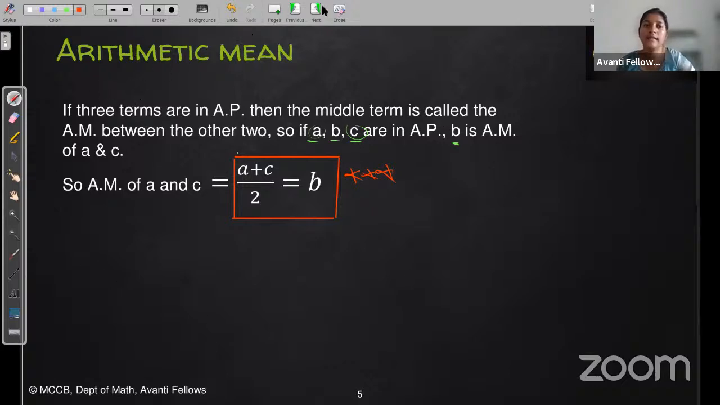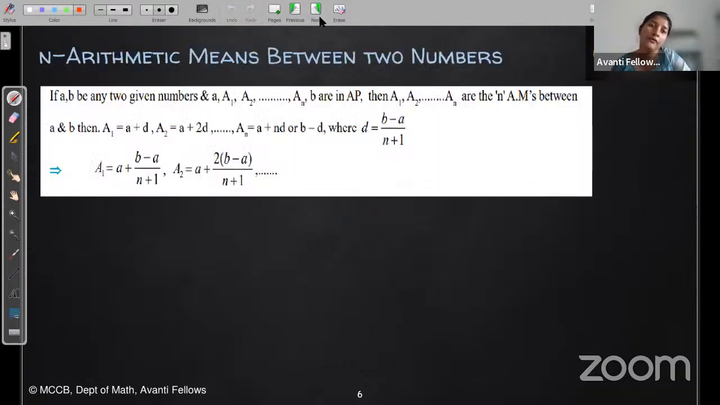Okay then, so we'll see the next part. We have seen arithmetic mean between 2 terms. So what if n arithmetic means are inserted between 2 numbers? What will its value be? Let's see. We considered the term A and another term B, okay? And we're inserting n terms between this A and B. We call these n terms arithmetic means. So say A1, A2 up to An, they are n arithmetic means between A and B.